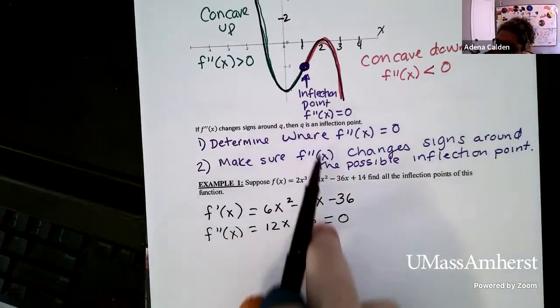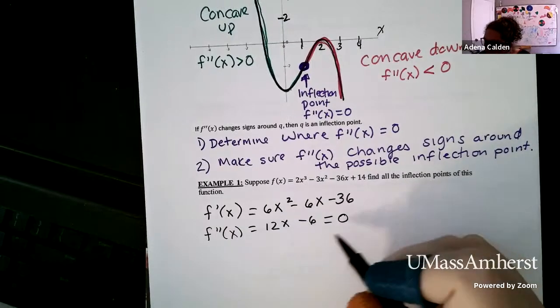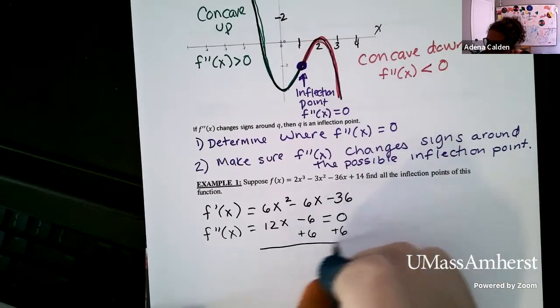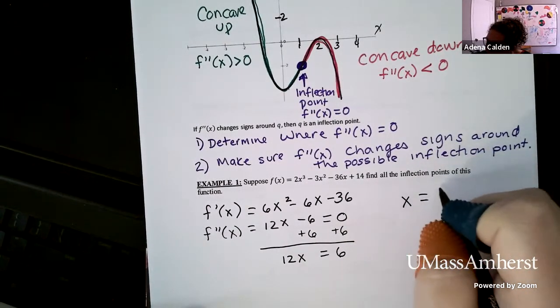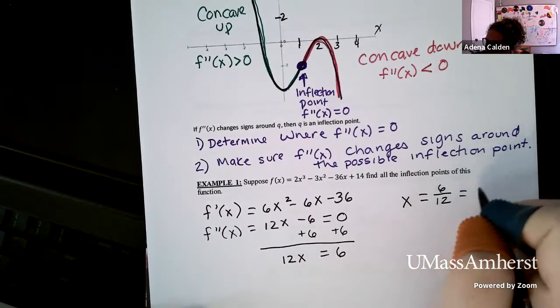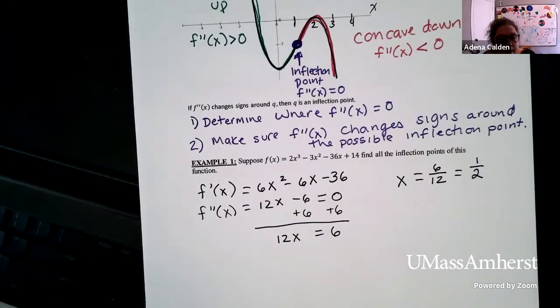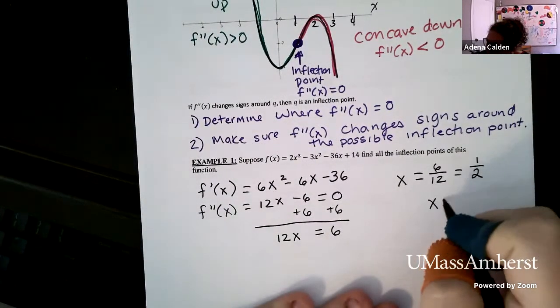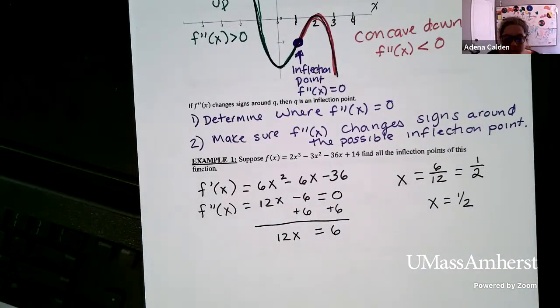So now for step 1, determine where the second derivative equals 0. So we set our second derivative equal to 0. We're going to add 6 on both sides. We get 12x equals 6. So when we divide by 12, we get x equals 6 over 12, which can be reduced to 1/2. So 1/2 is the place where if we have an inflection point, that's where it will be. Okay, so x equals 1/2. This is our contender. How do we now check to make sure it's an inflection point?